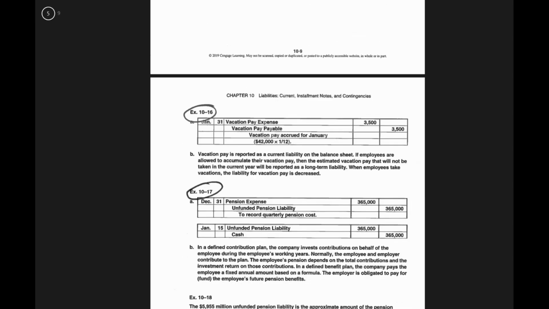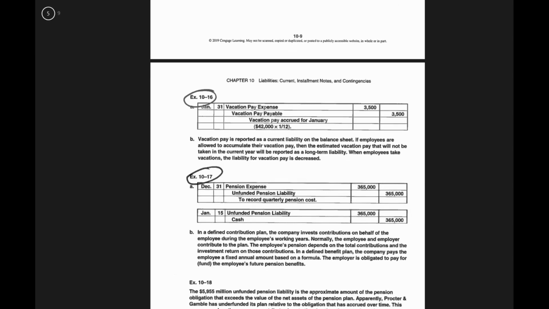Number 16 is our next one, and it reads, a business provides its employees with varying amounts of vacation per year, depending on the length of employment. The estimated amount of the current year's vacation pay is $42,000. Journalize the adjusting entry required at January 31, the end of the first month of the current year, to record the accrued. So what we're going to do is take all $42,000, take it times 1/12, and book it to a payable. So we'll record the expense, and we'll record the payable.